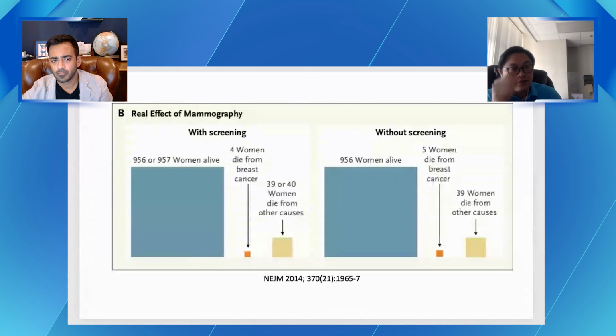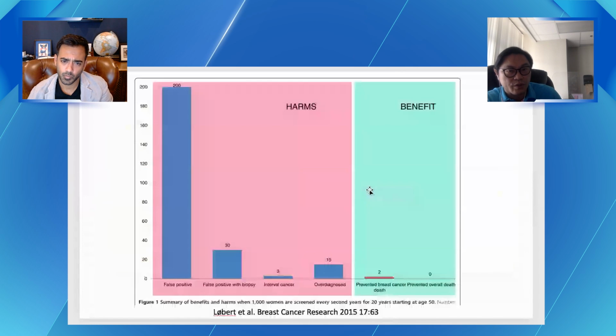If you talk about screening, this is the other thing that's really fascinating to me. If you look at mammography, it's been controversial. Why? Because if you look at this from the New England Journal in 2014, at the effect of mammography screening: if you don't screen, you get, at the end of 5 years, 956 women alive. 4 die of breast cancer, and some die of other causes. If you screen them, you still get the same 956 women alive. There's virtually no benefit to screening in this population, which is younger women, right?